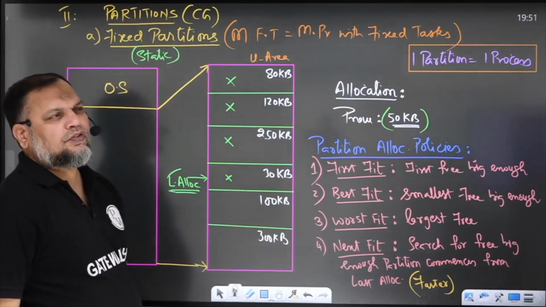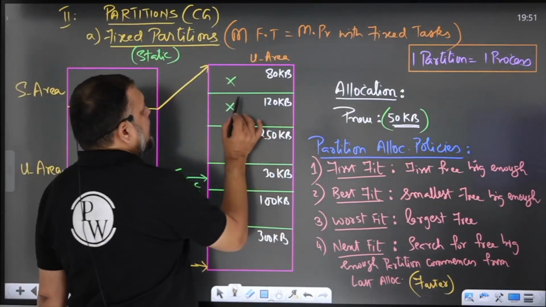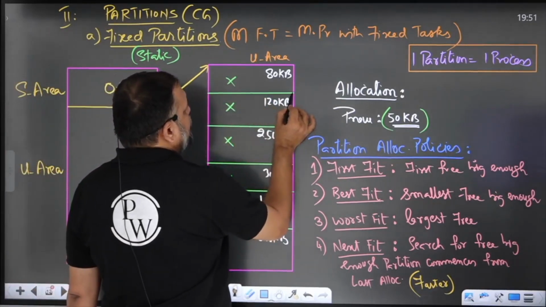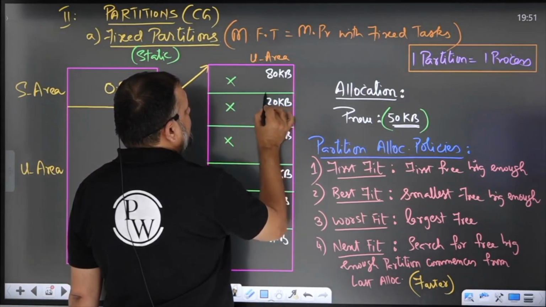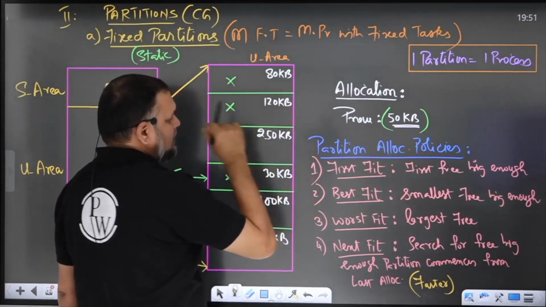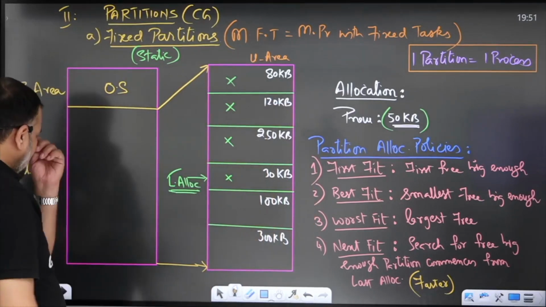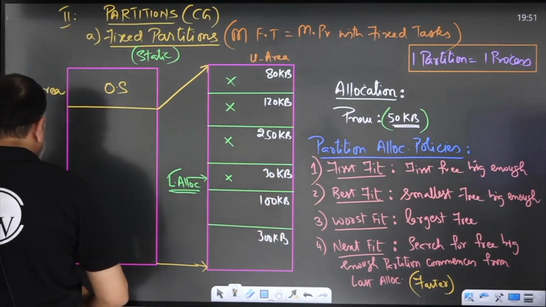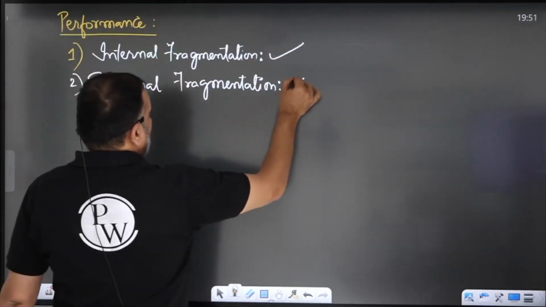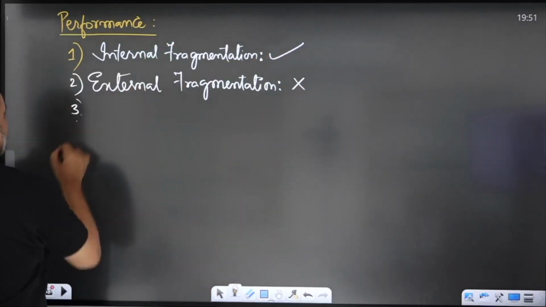External means, listen, outside the partition. In between the two partitions, there is no scope of having any free space. External means outside. Since there is no scope for having any free space between the partitions, this will never have external fragmentation.